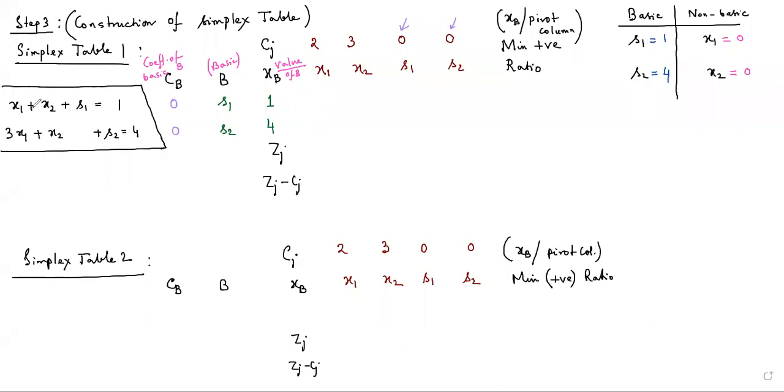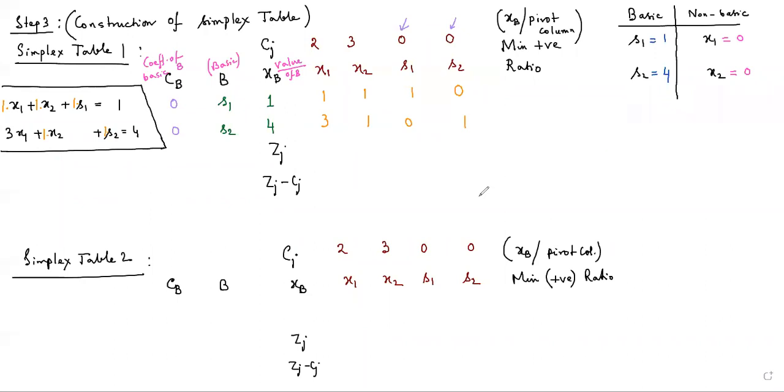In the first equation, that means in the first row, the x1 is having the coefficient 1, x2 is having the coefficient 1, s1 is having the coefficient 1, and there is no s2. So I'm going to write here 1, 1, 1, and 0. In the second one, the x1 is having the coefficient 3, x2 is having the coefficient 1, s1 is absent, s2 is having the coefficient 1. So I'm going to put 3, 1, 0, 1.